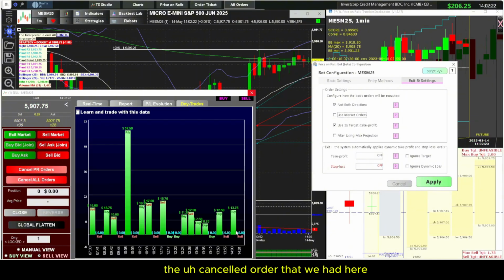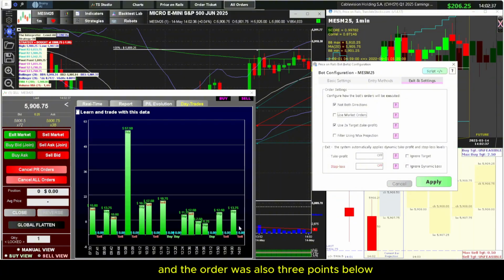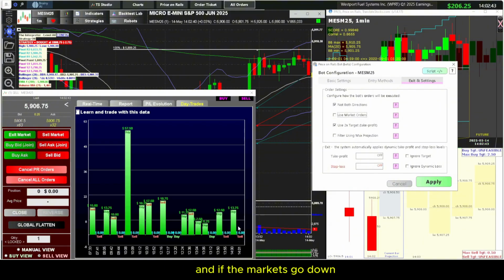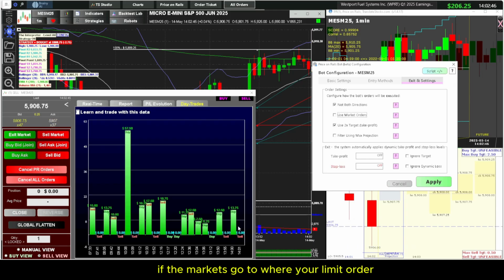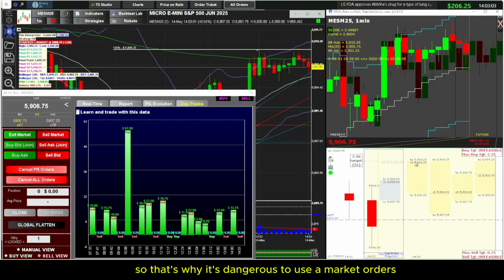The canceled order that we had here, if we were trading with a market order, it would have been filled. And after that, the target would be another 3 points below that, and the order was also 3 points below. So the take profit is farther than with limit orders. And if the market goes down, let's say to where your limit order was originally, with market orders that's already a target-size loss. And if you have another entry, you have a trigger for your stop loss. So that's why it's dangerous to use market orders.